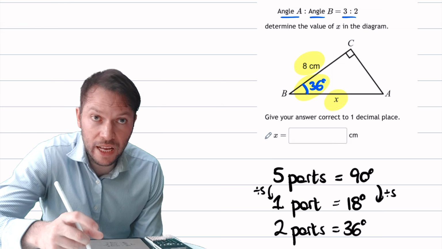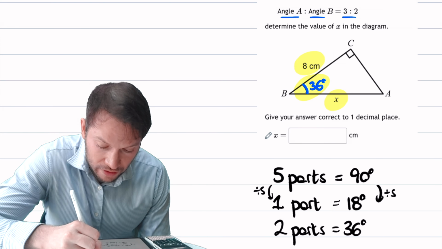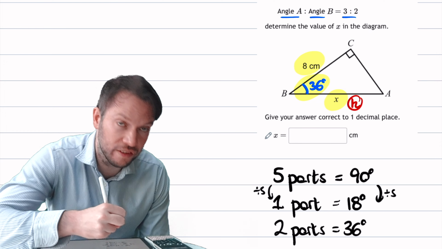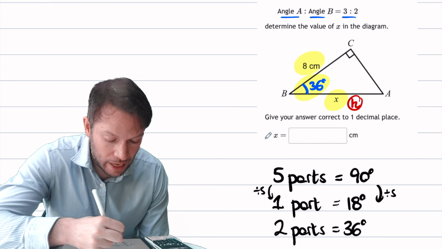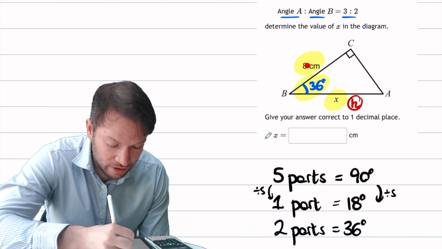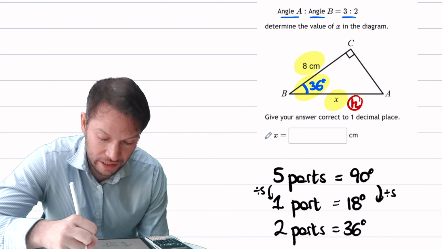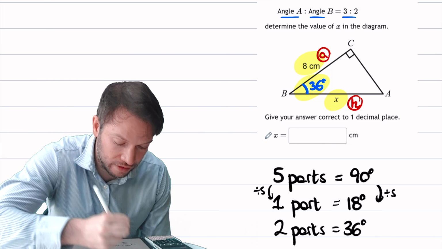Now remember, the first step is to label the sides relative to that angle of interest. So the x is the hypotenuse of the triangle. I'm going to put H in a circle because it's the longest side of the right angle triangle. And then this 8 here, can you see it's next to this 36? We say it's adjacent to the 36. So we put an A in a circle like that.